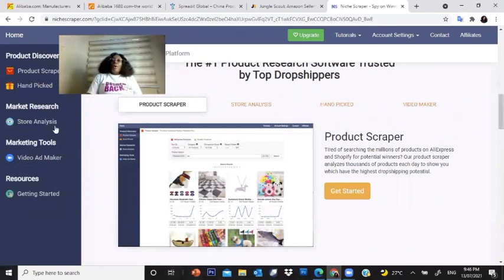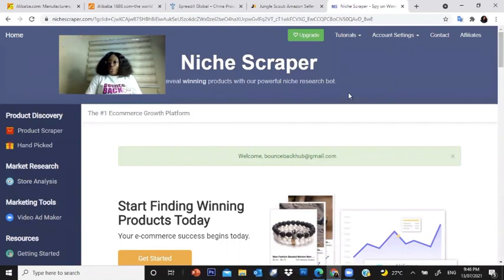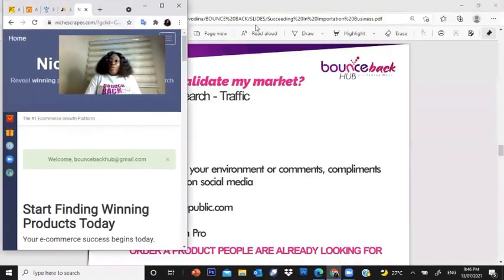So you go ahead and sign up with Niche Scraper and see what you can do around this. Okay, now I'm just showing you kits and software that can help your research to be better.